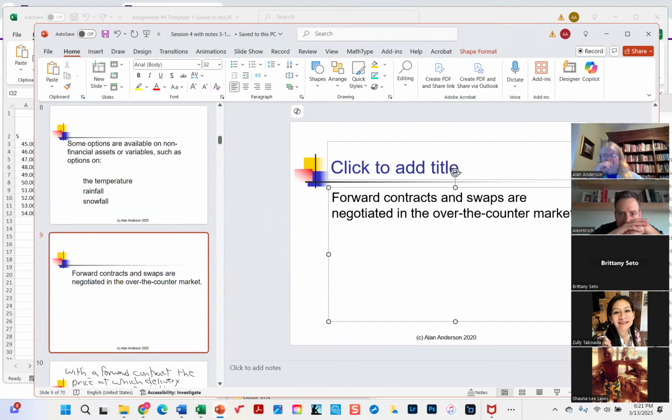But the advantage of that is that you can customize these any way you like. If I need a forward contract on some very obscure currency that doesn't trade a whole lot in the world, it doesn't matter. If I can find somebody who's willing to sell it to me, I'm in business. As we know, futures contracts, on the other hand, are completely standardized, only available through exchanges.